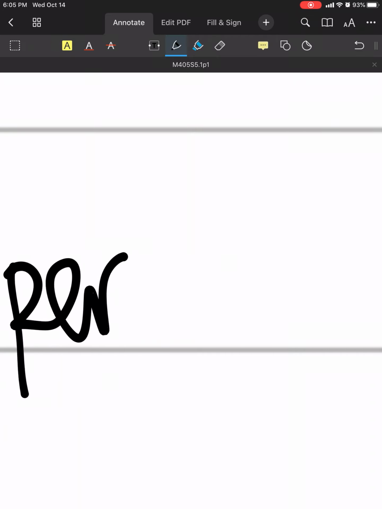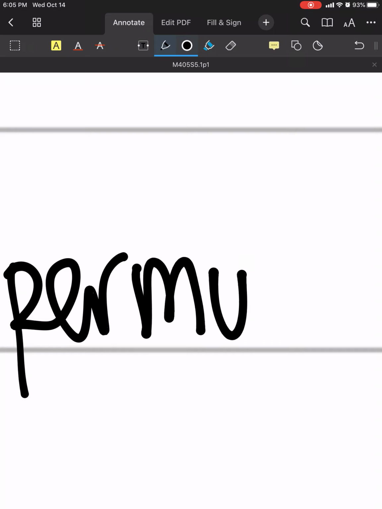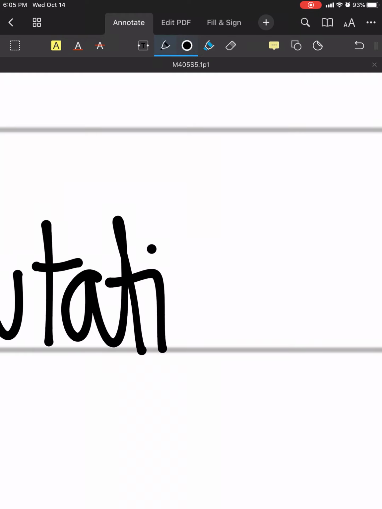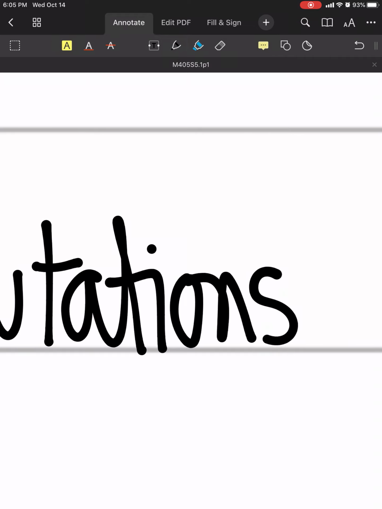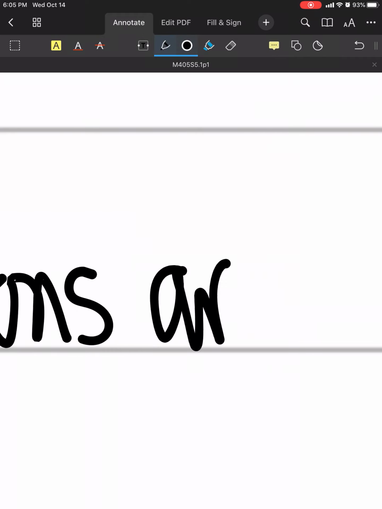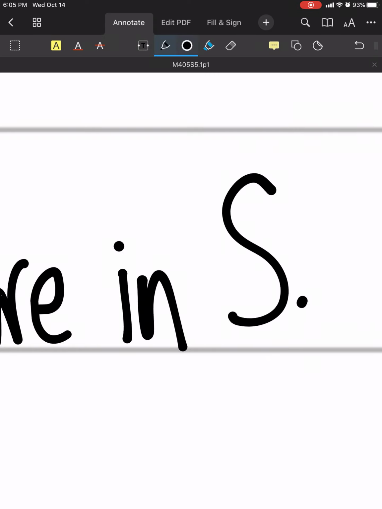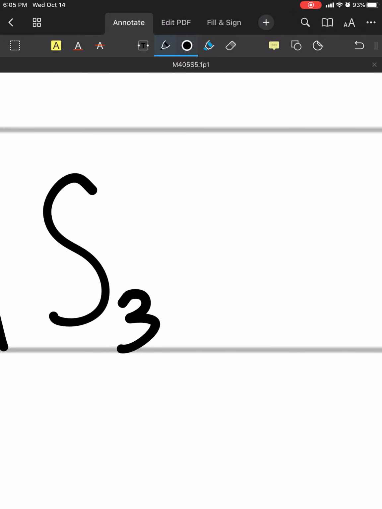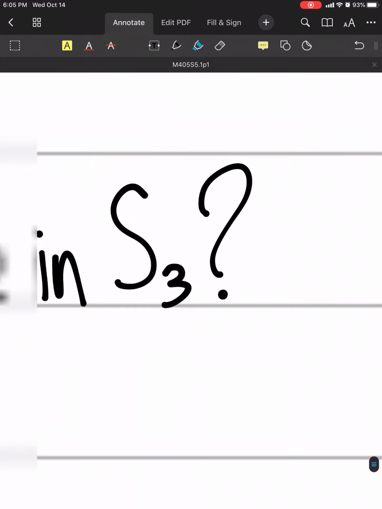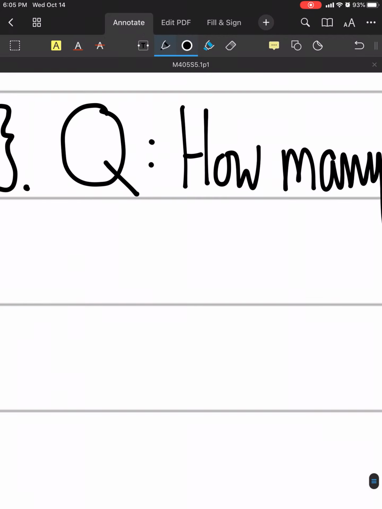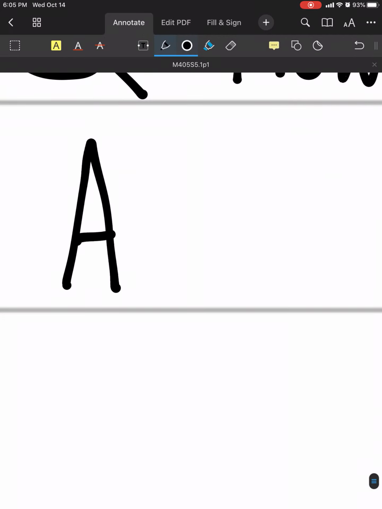So remember, the elements of S3 are not 1, 2, and 3. They're permutations of 1, 2, and 3. Okay. How many permutations? How would we figure that out? If you pause the video and you came back, here we have a quick answer.